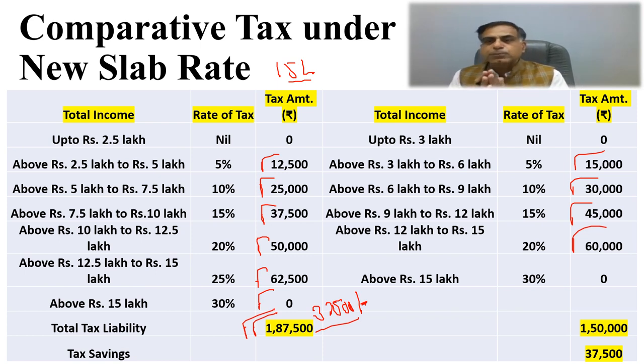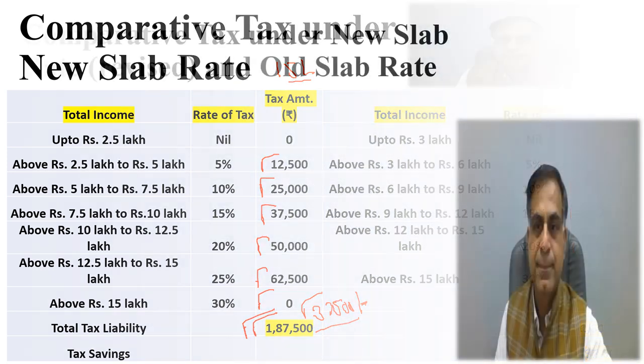So what I'm trying to put before you, my dear friends, is that if you continue to be governed under the new slab rate up to financial year 22-23, that is assessment year 23-24, and in the same regime you continue to remain, but slab rates have been changed, then if your income is up to 15 lakh, you are going to save tax liability to this extent at least. So this can be said to be a relief to the taxpayers who are in the new slab rate.